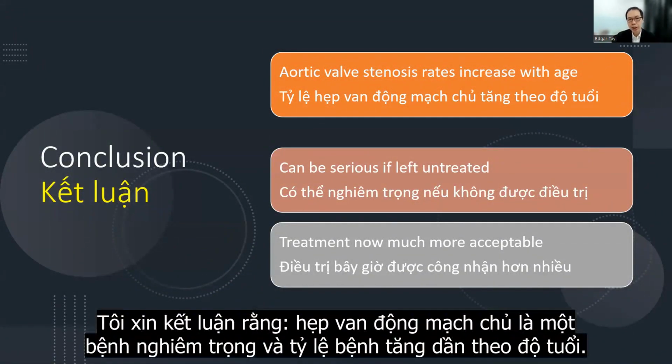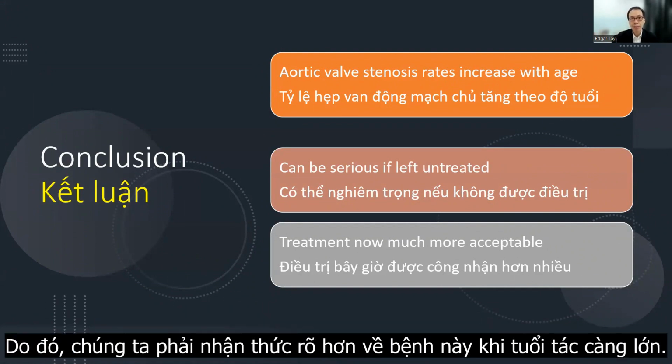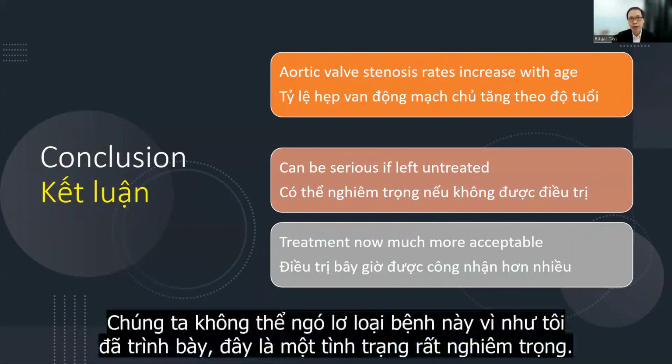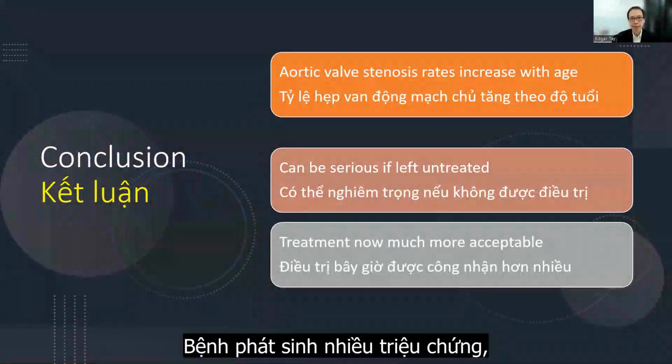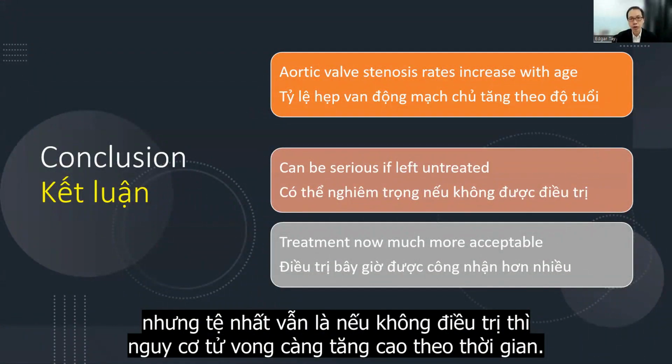I'd like to conclude here that aortic valve stenosis is a very serious condition, and the rates increase with age. So as we get older, we must be more aware there is such a condition. We cannot leave aortic valve stenosis untreated, because I've shown you that this is a very serious condition. It causes patients to have symptoms, but worse still, if you do not treat it, the survival aspects are going to be a problem. That means patients are less likely to survive over time.